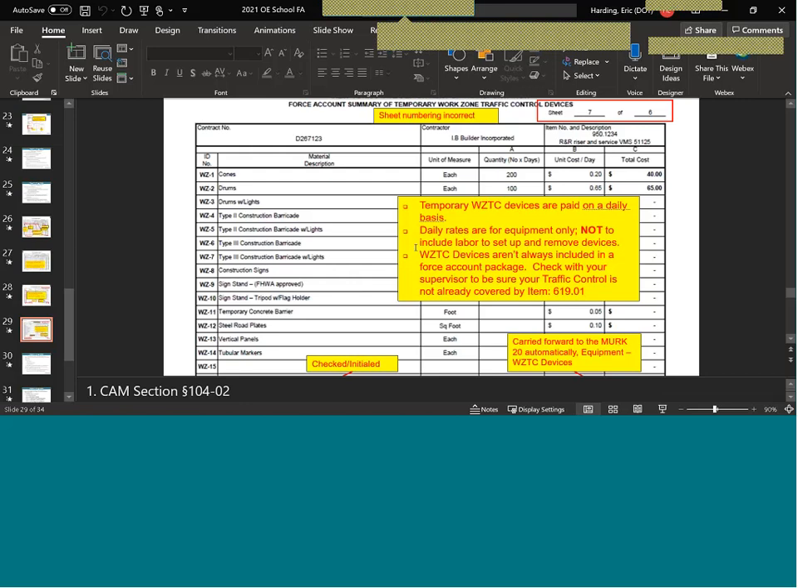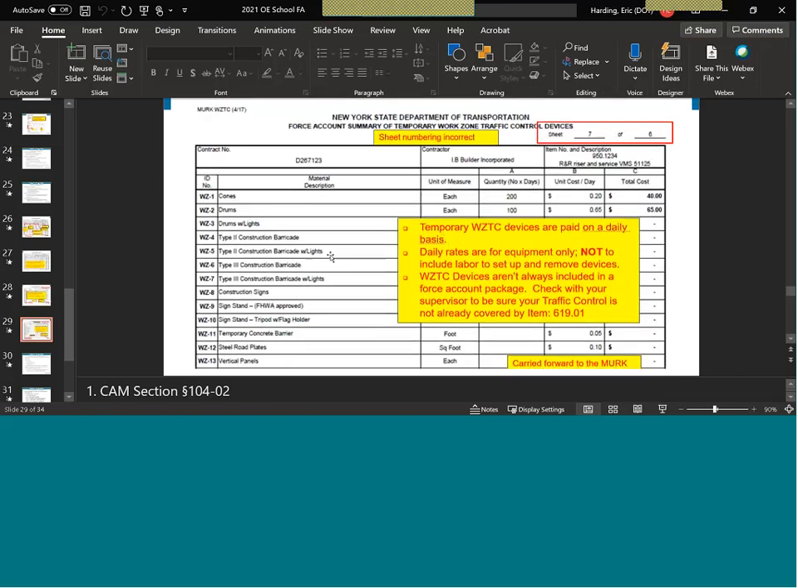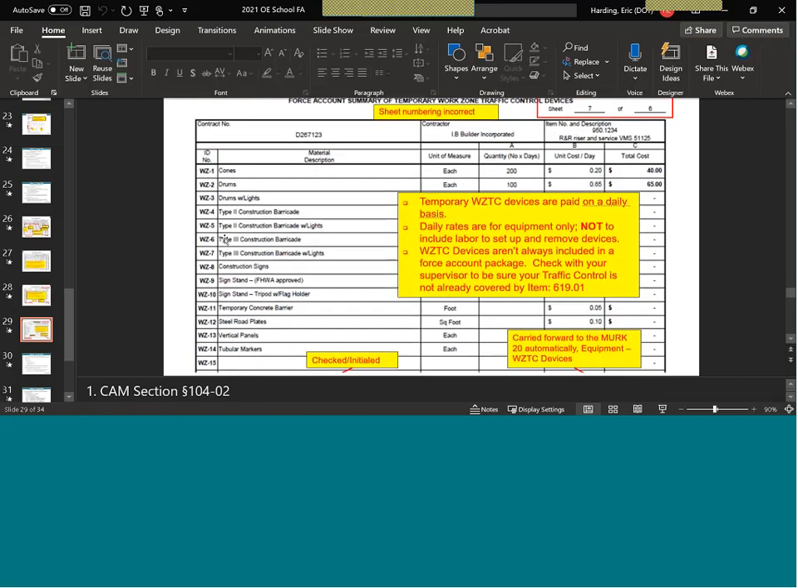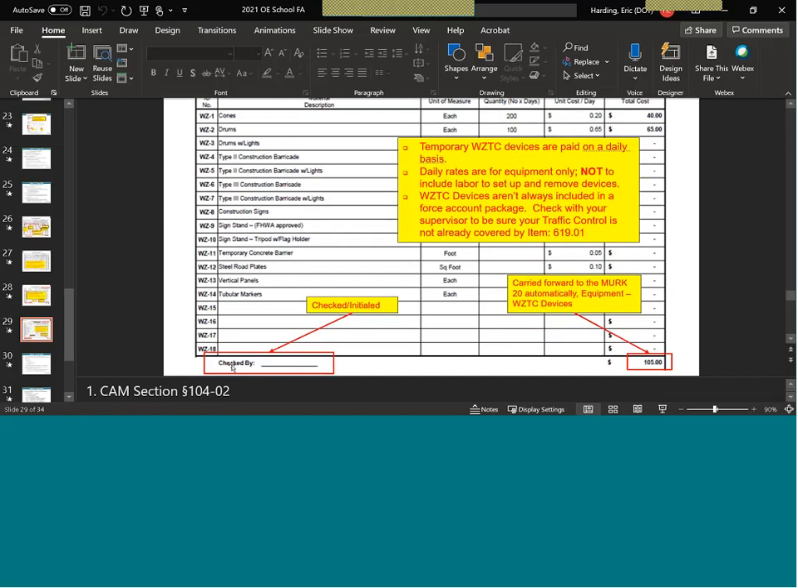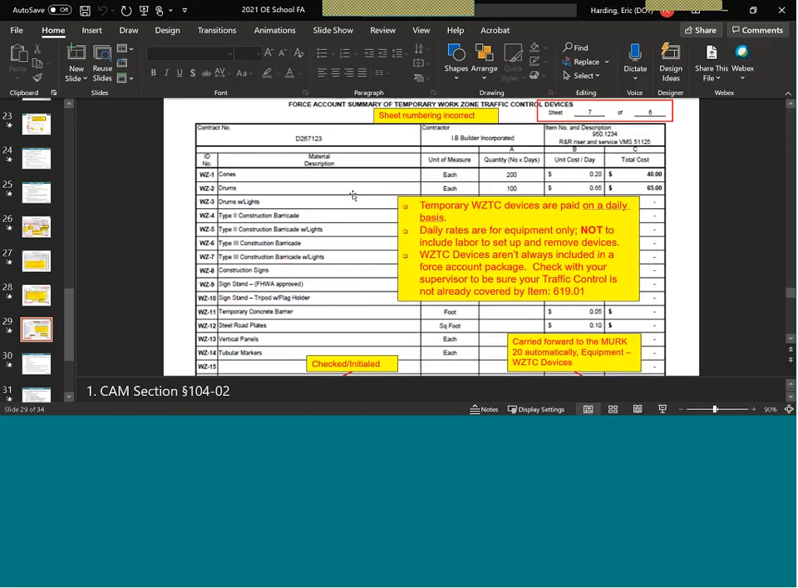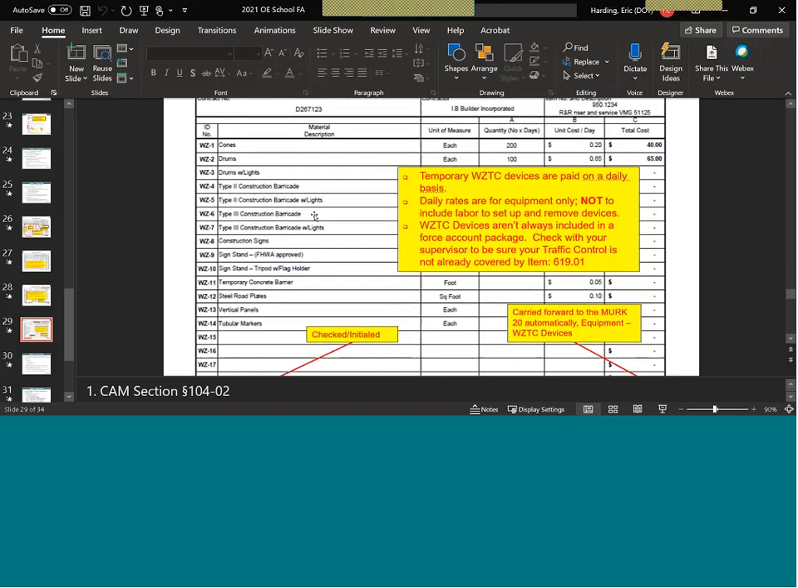Trying to find my notes here. I really don't have too much to say about this one here. Again, check initial, this is carried forward. I've not seen a case where we required additional work zone in quite some time, but this is how it can be summarized.